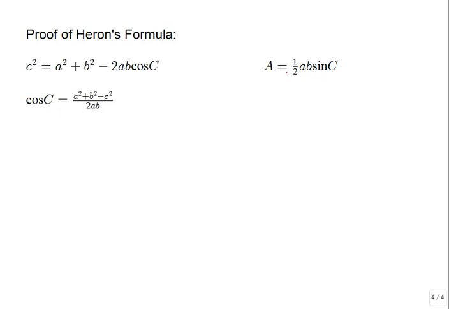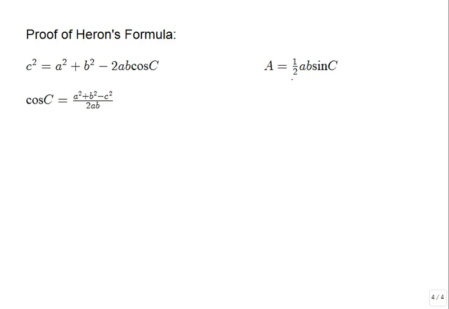We're also going to use the area formula that we talked about today for the area of a triangle knowing side, angle, side. So the two sides a and b and the angle c in between. So that's this 1/2 ab sine c formula.